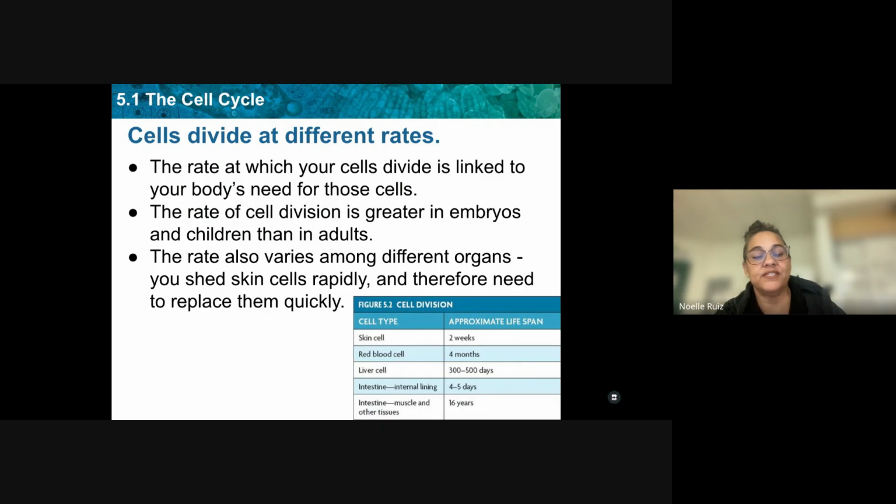The rate also varies among organs. You shed your skin cells very, very quickly. So a skin cell only lives for about 2 weeks before you need more. Your intestines, on the other hand, your intestinal cells last about 16 years. You don't go through intestinal cells as quickly as you shed your skin. So they don't need to divide as quickly.